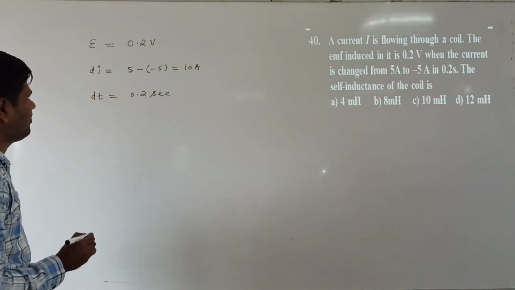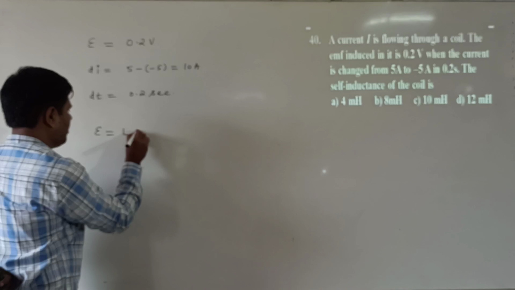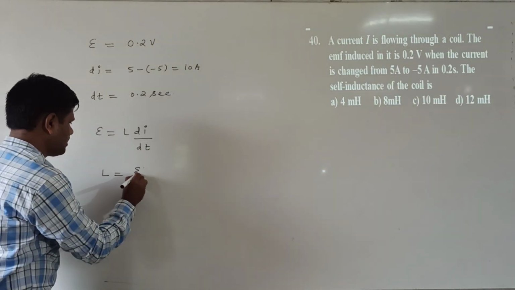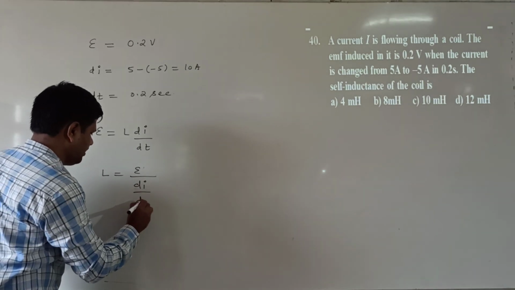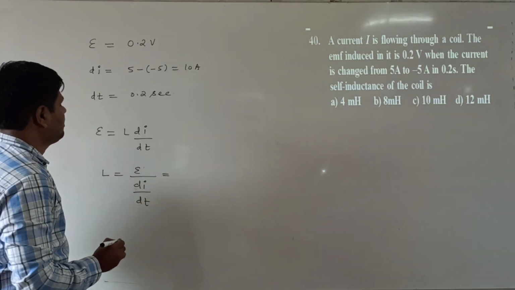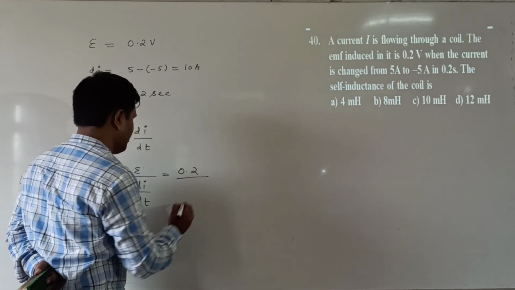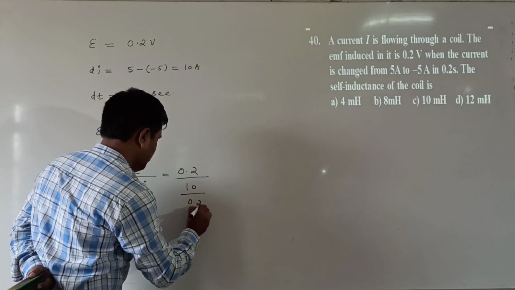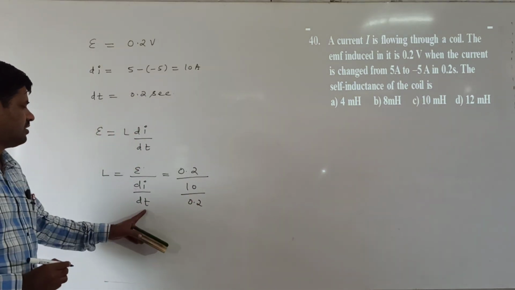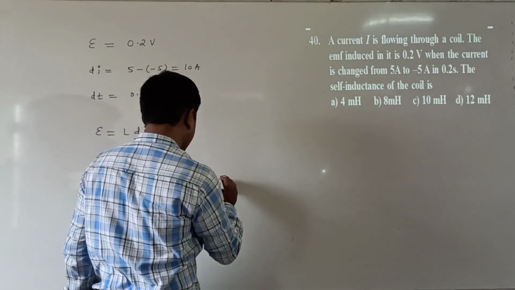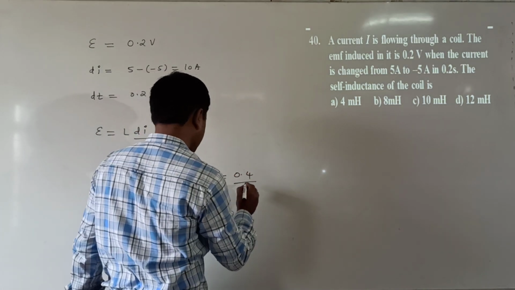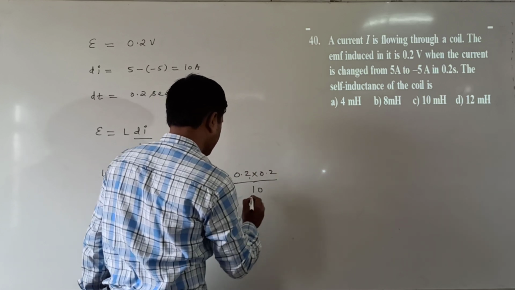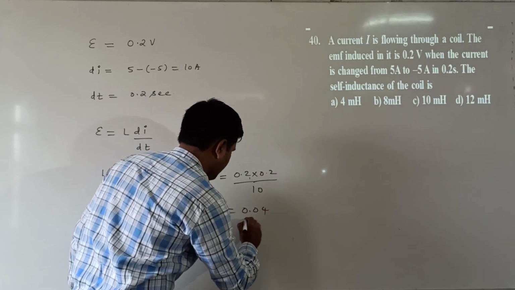Now what is being asked here? Self induction. Epsilon is equal to L into dI by dt, so L is equal to epsilon divided by dI by dt. Here epsilon, the EMF, is given as 0.2. dI is 10 and dt is 0.2. The numerator becomes 0.2 into 0.2, which is 0.04, divided by 10.